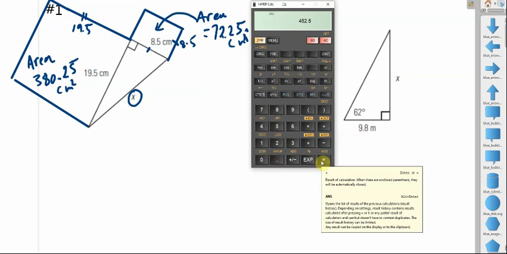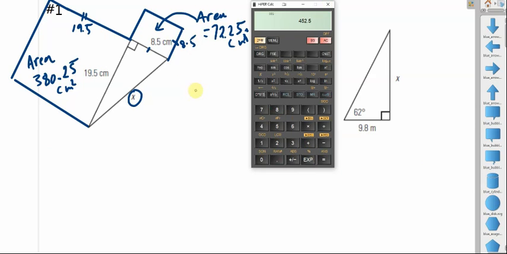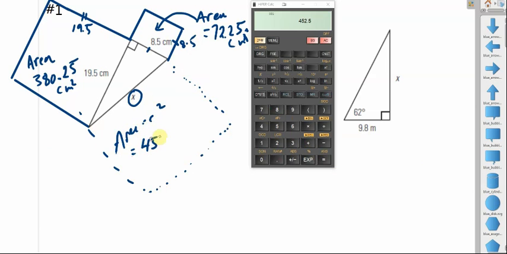And that is the sum of the large square that should be sitting here. So the area, if it's c squared, is going to be 452.5 centimeters squared. That's what we've done in adding these two sums.